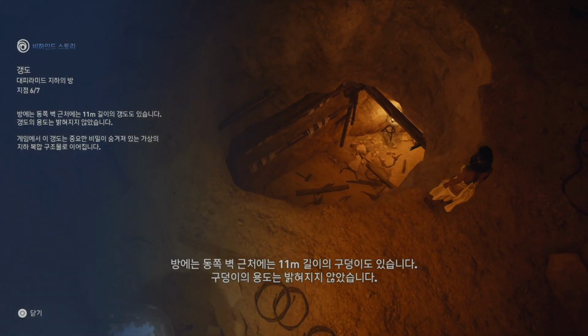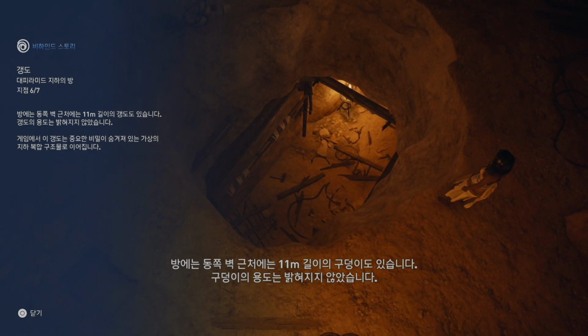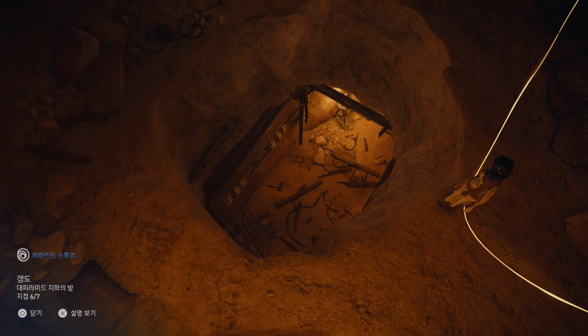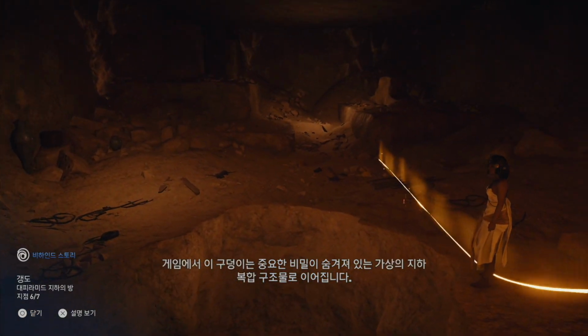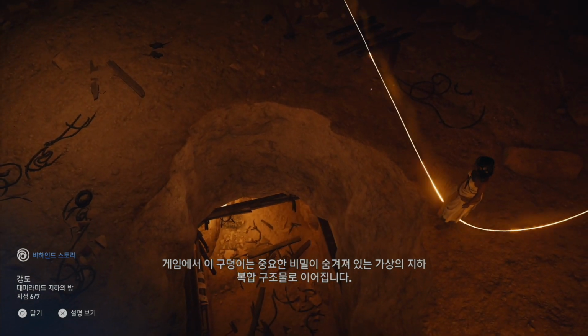The chamber also contains an 11-meter pit near the east side. It's unclear what this may have been used for. In the game, this well leads to a fictive underground complex containing key game-related mysteries.